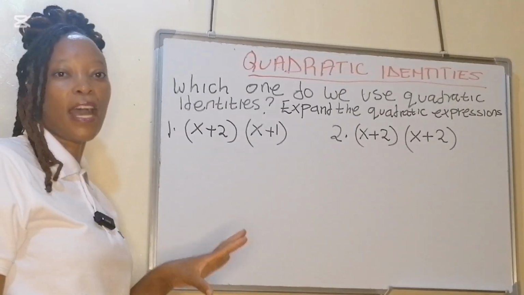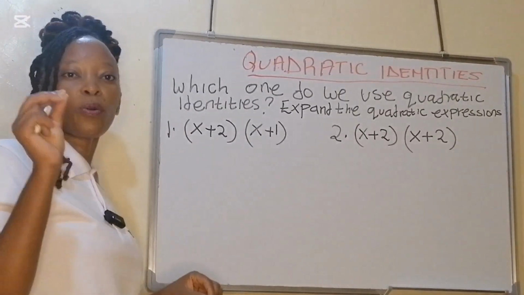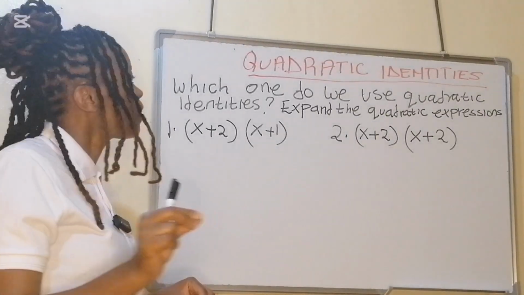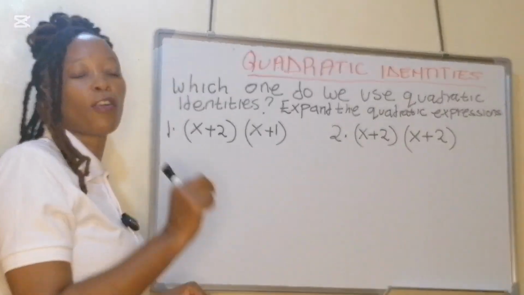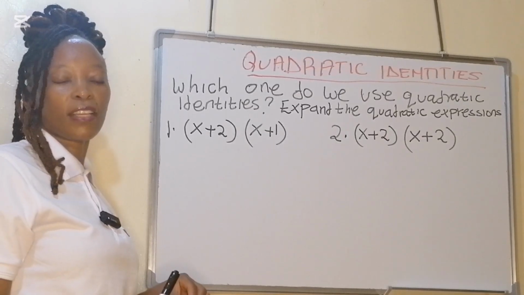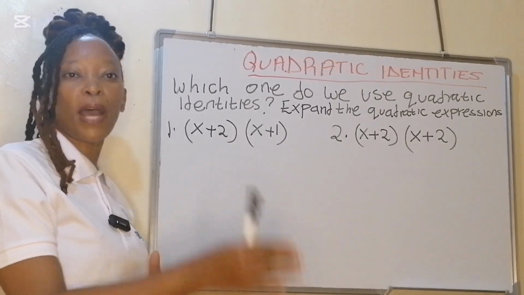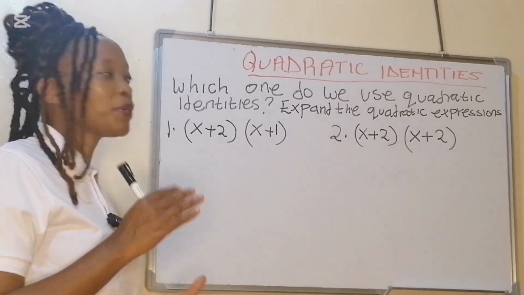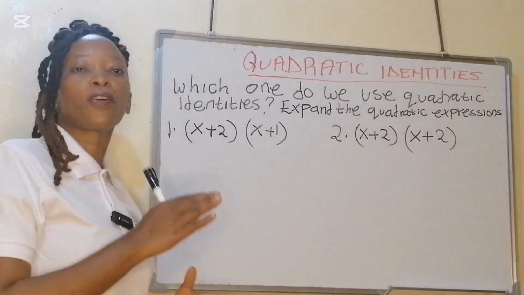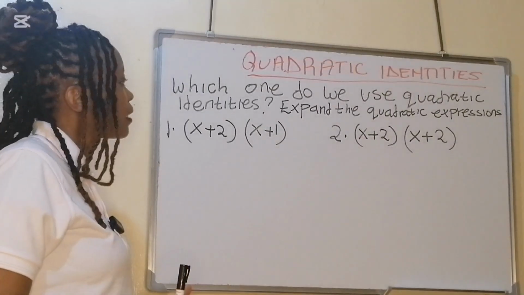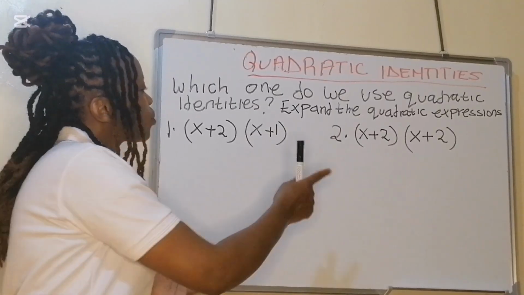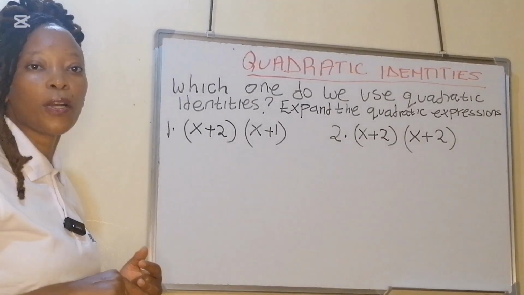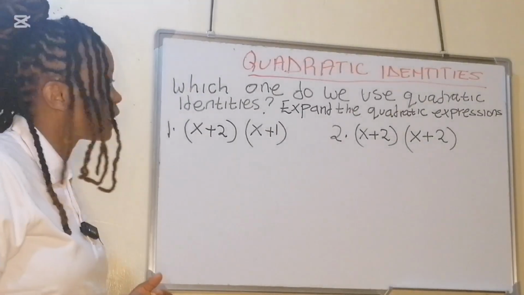One of these two quadratic expressions, you will not use the quadratic identity that I showed you last time. I gave you 3 quadratic identities that you are supposed to use either to expand or factorize. Okay? The opposite of expand is factorize. Let me repeat again. The opposite of expand is factorize. Between the two, one of them you are not going to use quadratic identities.